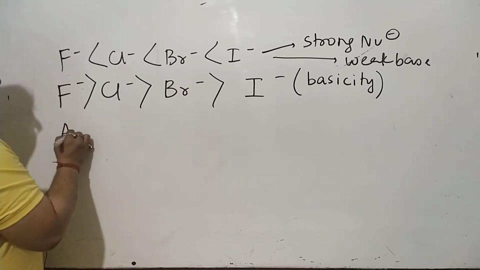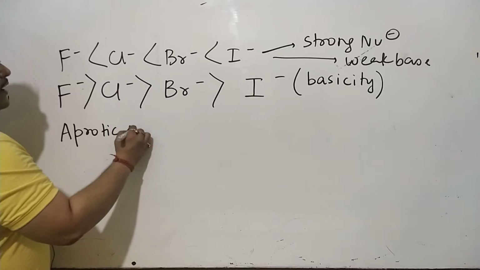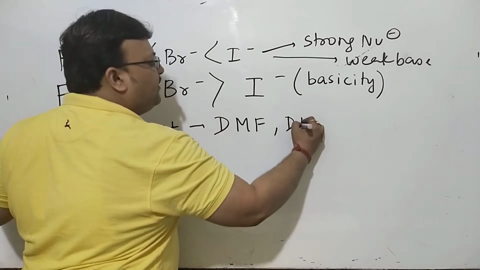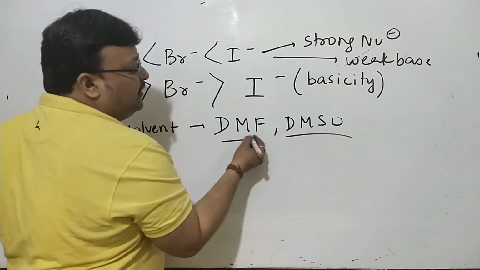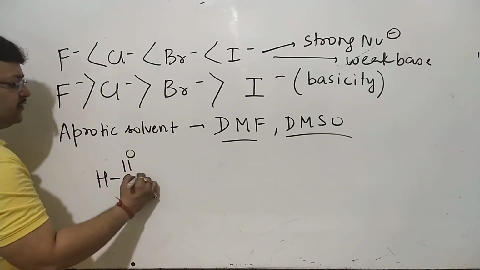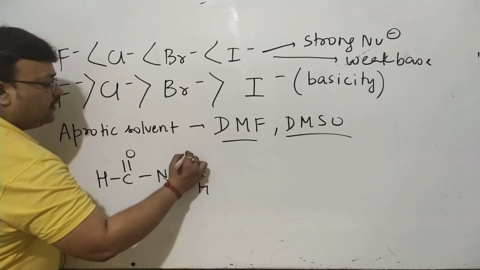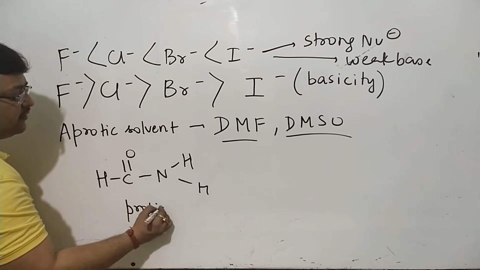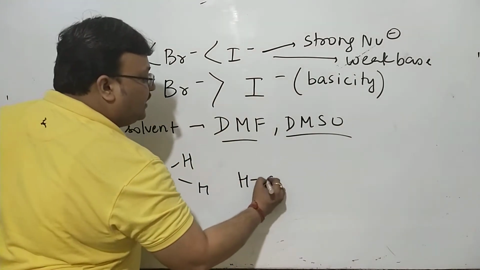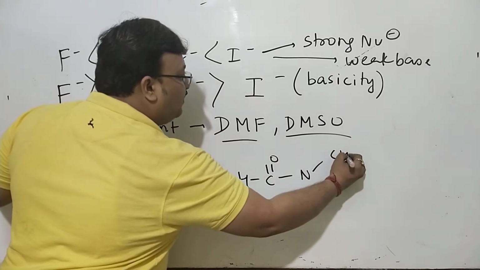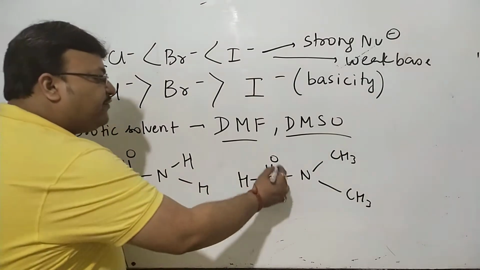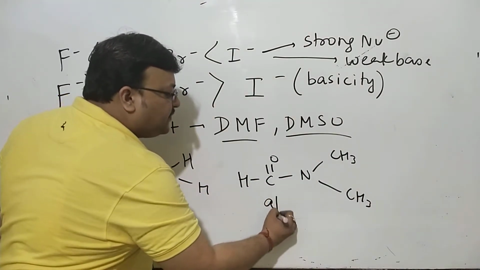You will want to know a few solvents like DMF and DMSO: dimethyl formamide and dimethyl sulfoxide. Now formamide is protic, because you have hydrogen attached to nitrogen. Dimethyl formamide is when you remove these two hydrogens. Here you had hydrogen attached to nitrogen, it was protic. Now you have no hydrogen attached to nitrogen, it's attached to carbon only, so it's aprotic.